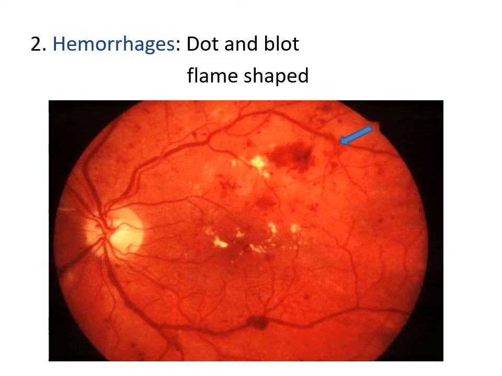So in the fundus picture, these very small dots which you see are the dot hemorrhages, and the slightly bigger ones, a little bigger than the dots, are the blot hemorrhages, and the larger patchy red areas which you see are the flame shaped hemorrhages.